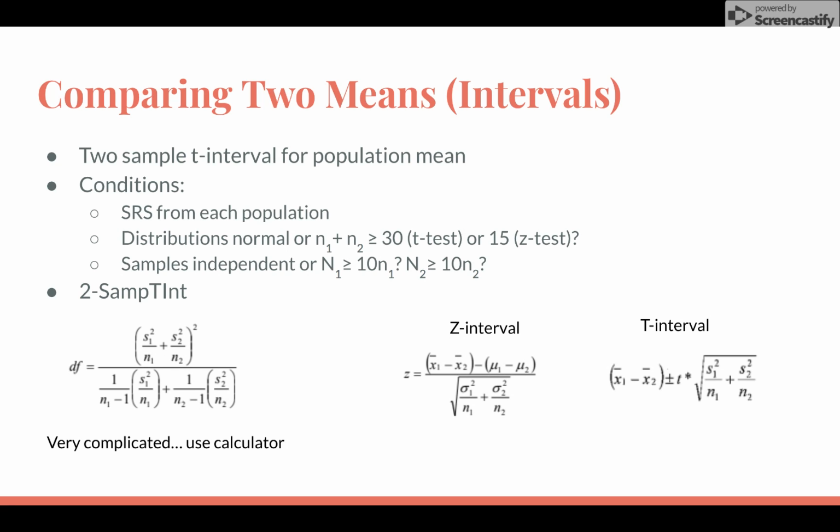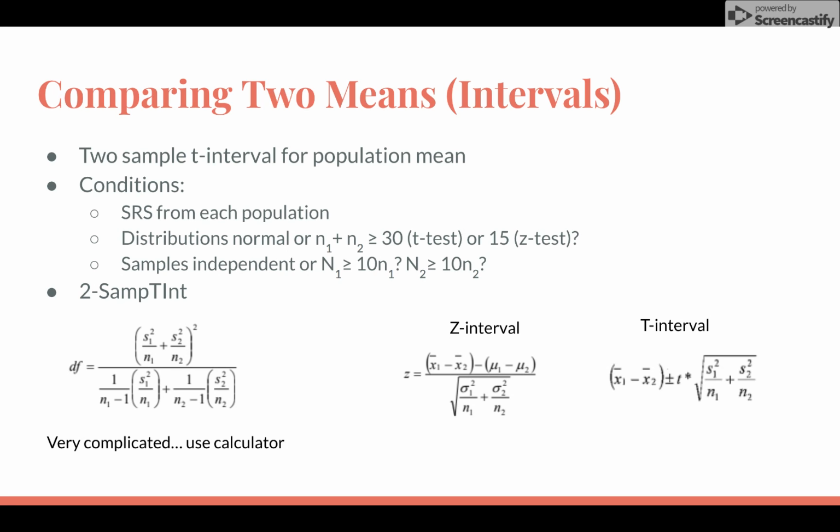So for the two-sample t interval for population mean, the conditions are: the SRS needs to be from each population. Distributions need to be normal, or N1 plus N2 is greater than or equal to 30 for the t-test, or for the z-test it needs to be greater than or equal to 15. And then the samples need to be independent, or the population needs to be greater than or equal to 10 times the sample for sample 1 and sample 2.